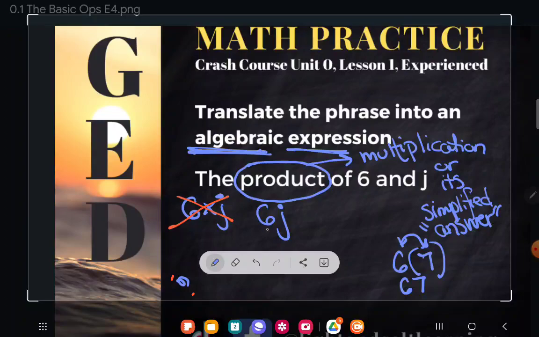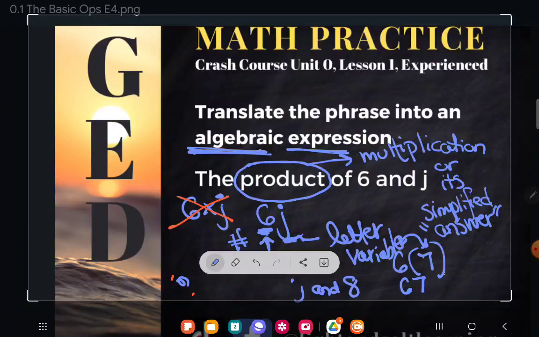And just be really careful because we do like the number first and the variable or the letter second. Now this particular problem was already in that order, but if it wasn't, like say it told you to find the product of, I don't know, J and 8, you would want to switch that order up, put the number first and the letter second, just because it's normal. That's how we normally write things.